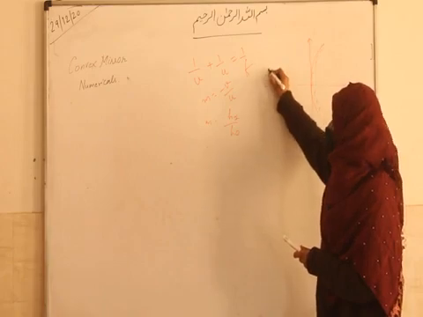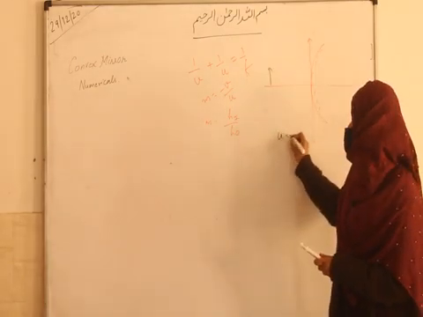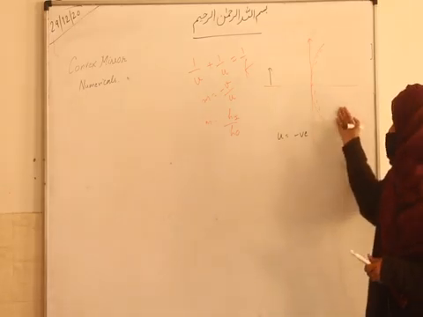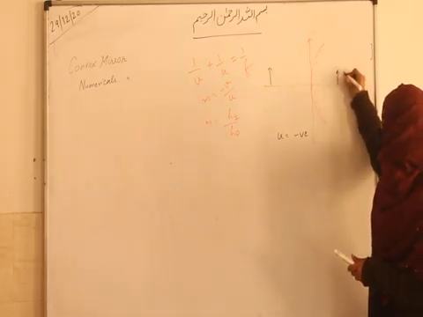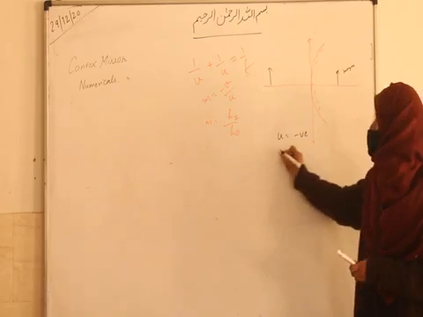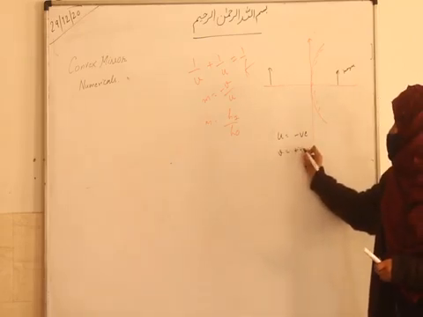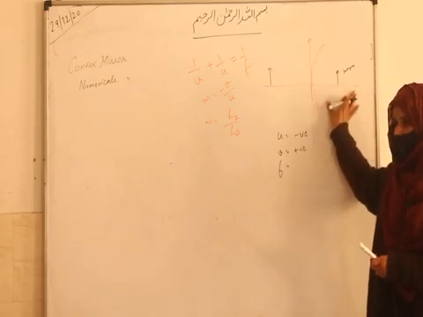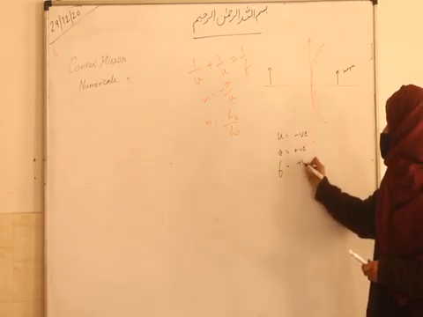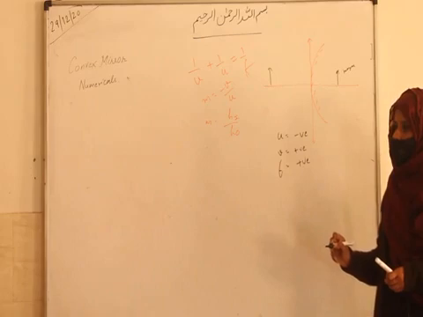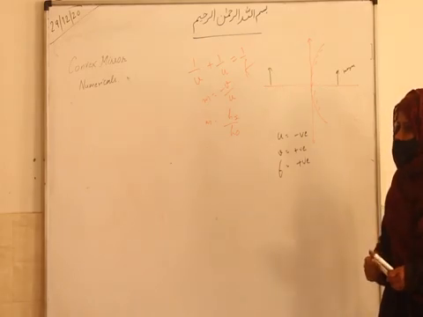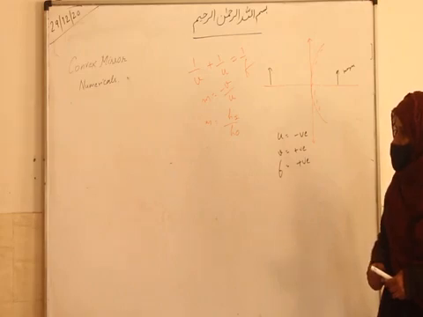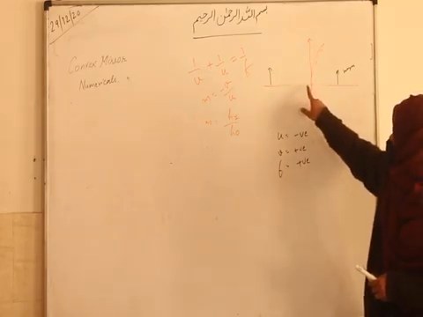U, object, always kept here, so U will always be taken as negative. Always image is formed here. Image is formed here. That means V will be taken as positive. Focal length, we are considering everything positive. And according to the x-axis, if it is lying on x-axis, one coordinate should be negative and one should be positive. This is positive.